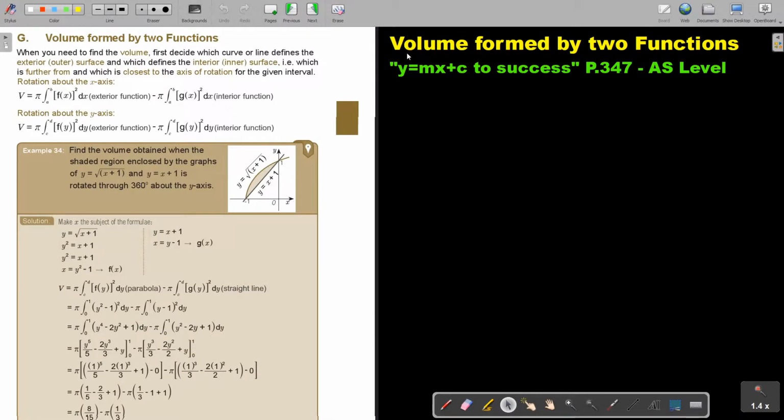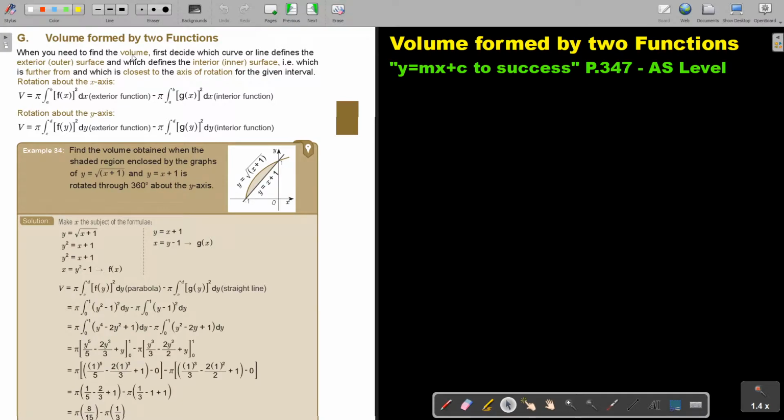In this video, we are going to look at volume formed by two functions. You will find this on page 347 in the Namibian AS-Level Mathematics textbook, y equals mx plus c to success. Volume formed by two functions.